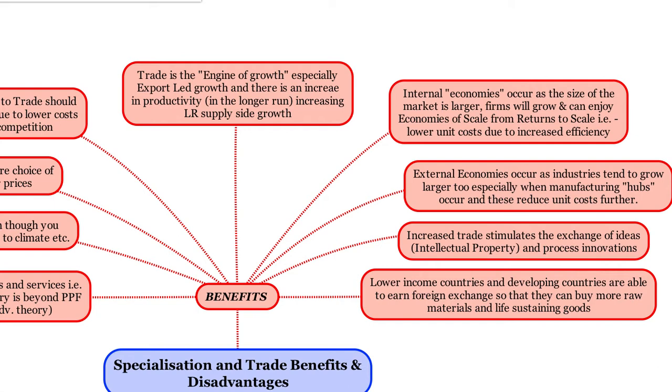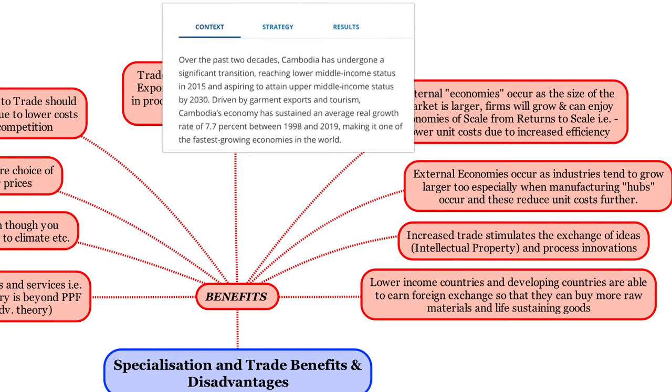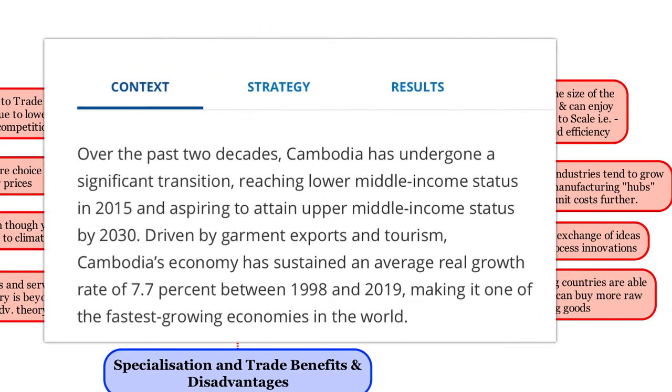Big country that you should be considering is, of course, Cambodia. Now, just give you some information here to start with. It says Cambodia here has undergone significant transition. It's reached lower middle income status, and it's even going for upper middle income status. And the key thing is it's driven by garment exports and tourism. And you can see 7.7% growth. So you can see that opening themselves up to trade has enabled them to grow very rapidly.